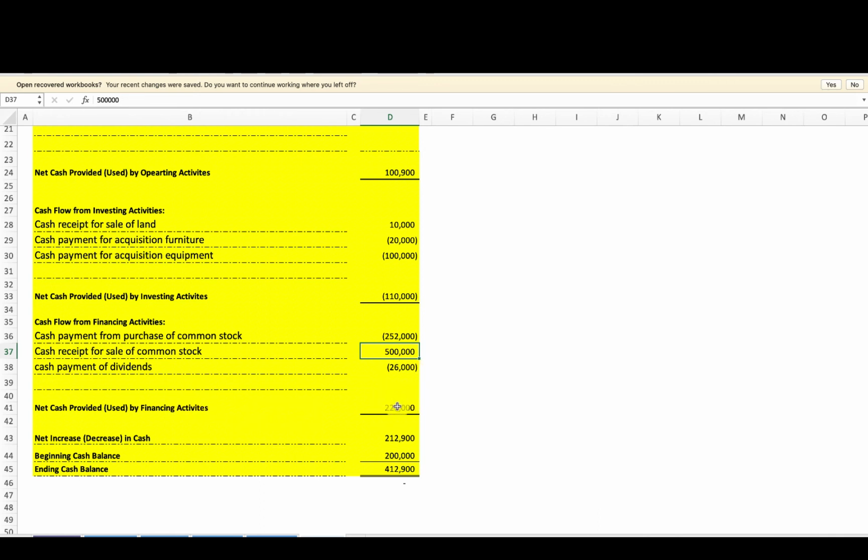So I add up all of these and I get net cash provided by financing activities of $222,000. So now I have my operating activities number, I have my investing activities number, I have my financing activities number. I add those 3 numbers together to get the net increase or decrease in cash.